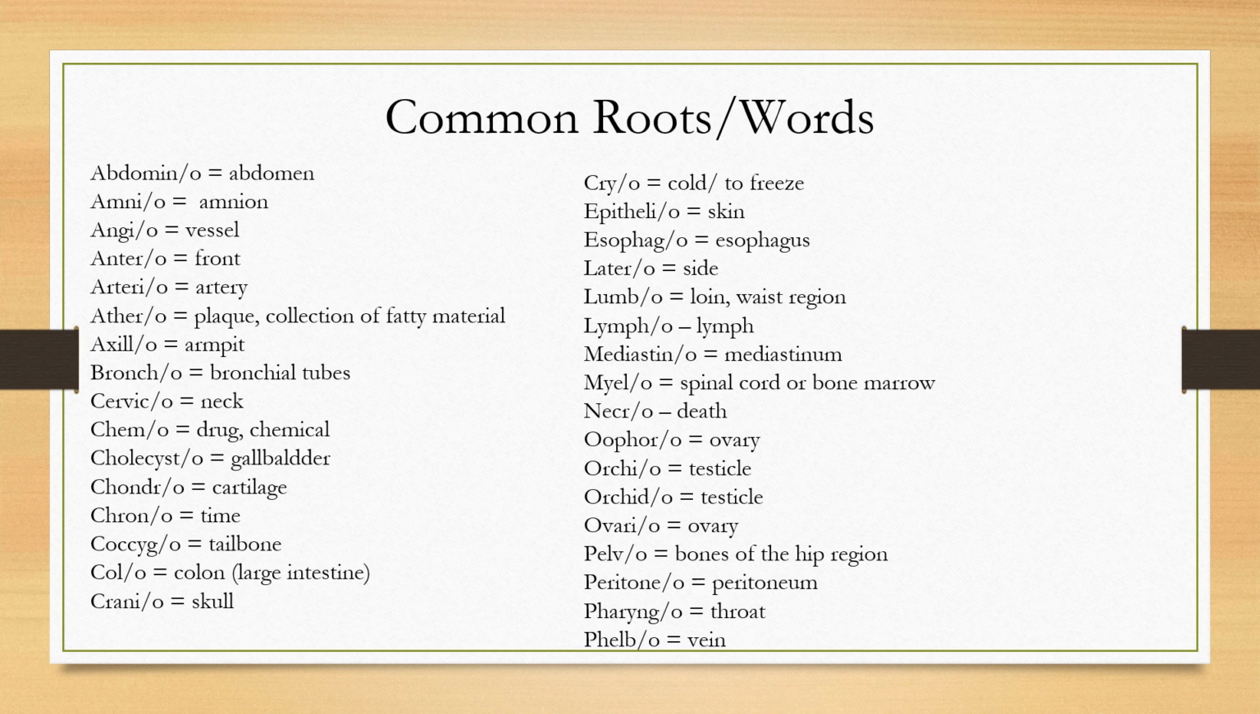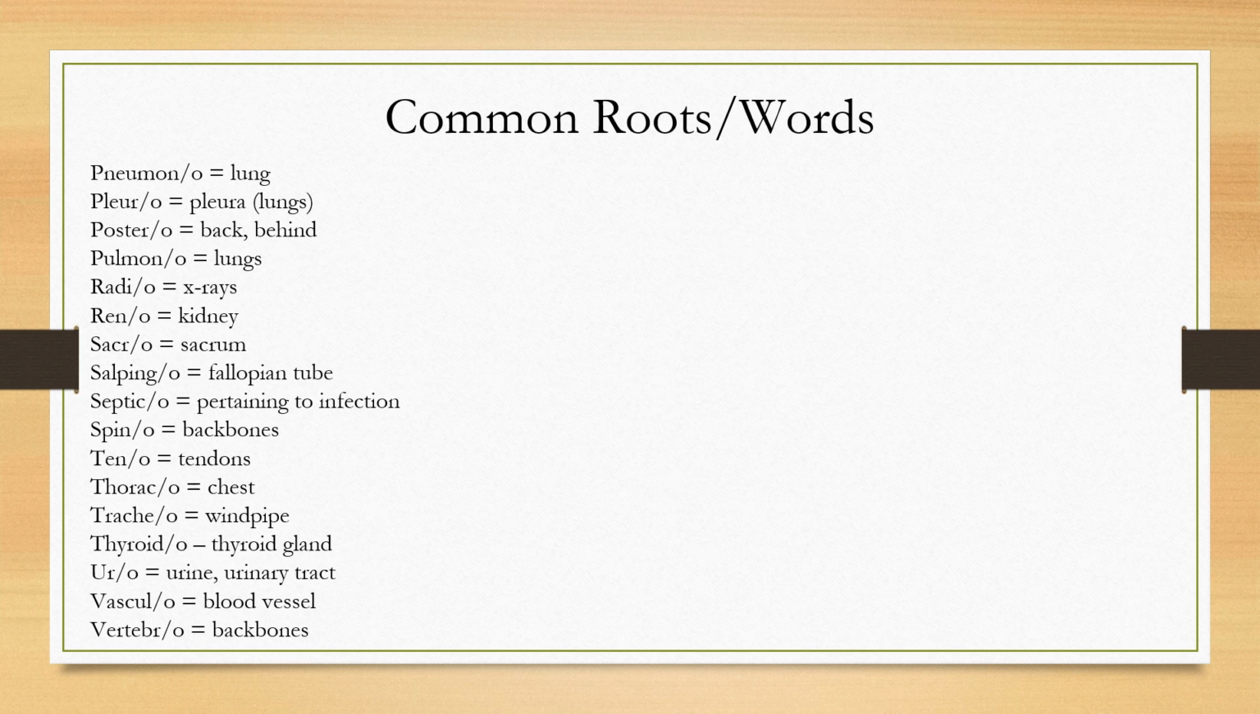Peritoneo, this refers to your peritoneum. So this is the cavity that is inside your body, in the abdomen. You actually have about 4 or 5 different body cavities. So pharyngo, this is your throat, and then phlebo talks about veins. Pneumono, this is lung or pneumo, so you could see either or, so pneumono or pneumo. Pleuro, this refers to the pleura or the lining of the lungs. Postero, this is back or behind something. Pulmono, as I said, is lungs.